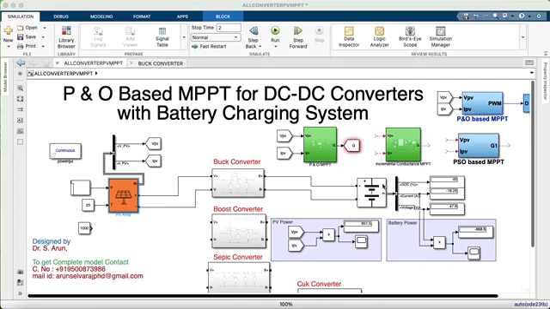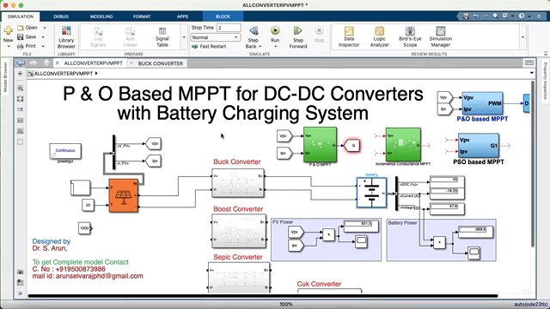So today we are going to see P&O based MPPT for a DC to DC converter with a battery charging system. To understand the MPPT for a PV panel, I have created a 1 kilowatt solar panel, and also 5 converters, and also a battery. Today we are going to see a P&O based MPPT for a DC to DC buck converter, a buck converter based charging system.